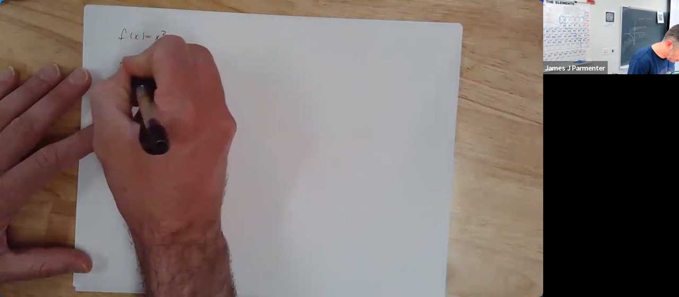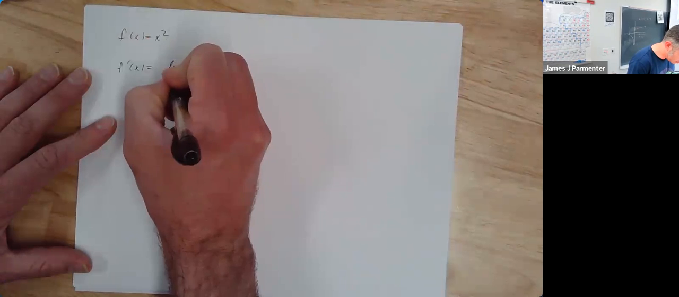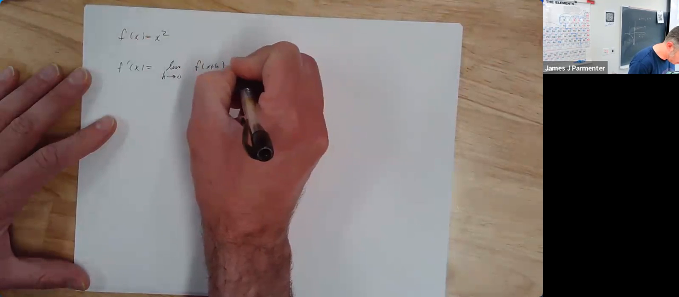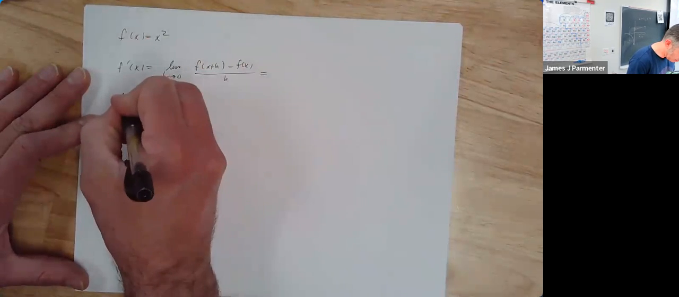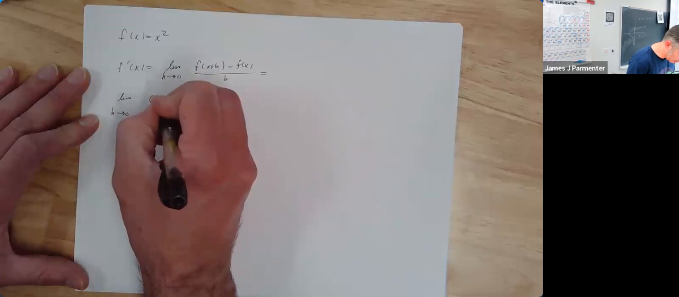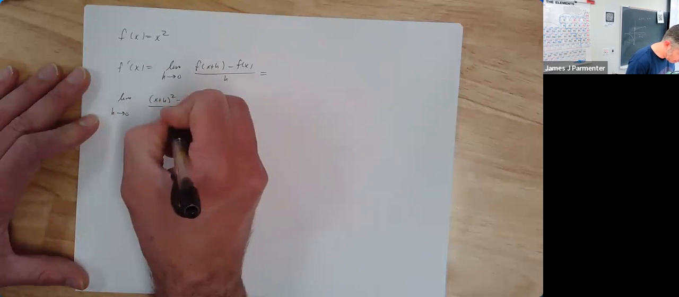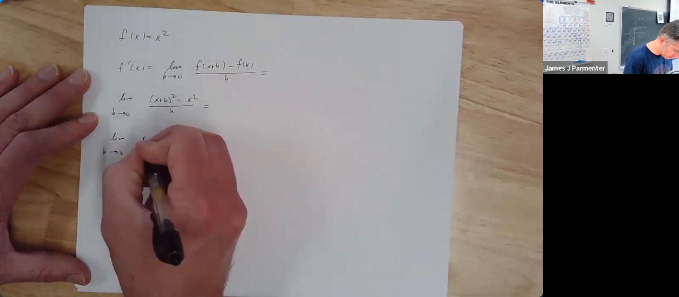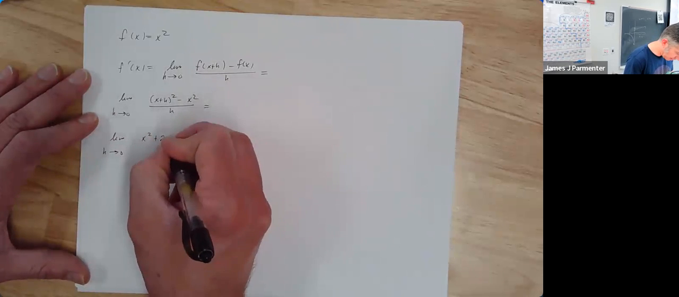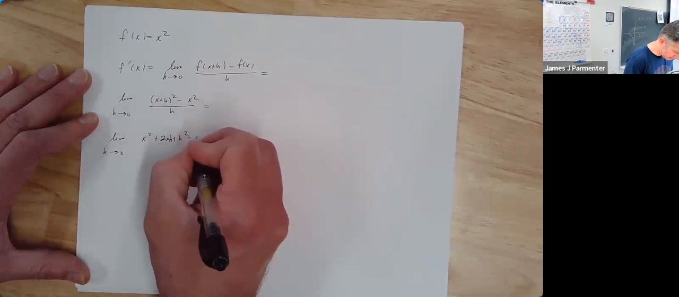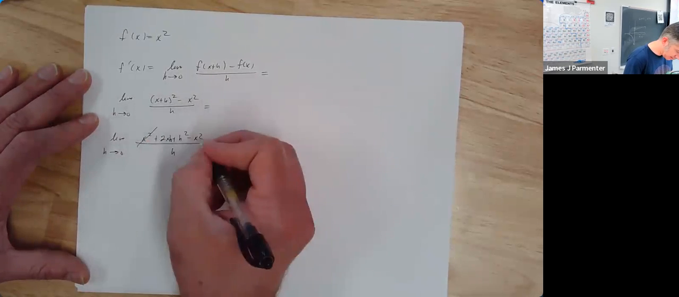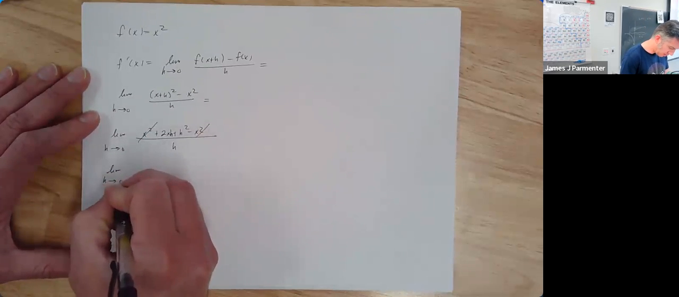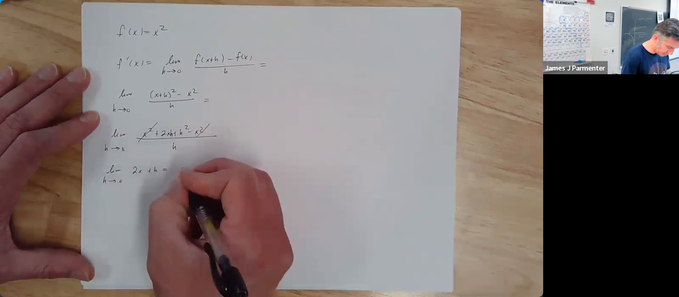Let's say f prime of x is the limit as h goes to 0 of f of x plus h minus f of x, which yes ends up being the limit as h goes to 0 of x plus h squared minus x squared all over h. We multiply this out and we get the limit as h goes to 0 of x squared plus 2xh plus h squared minus x squared all over h. The x squareds cancel. Everything left has an h in it, so we divide by h and you get the limit as h goes to 0 of 2x plus h, which yes is going to be 2x plus 0.